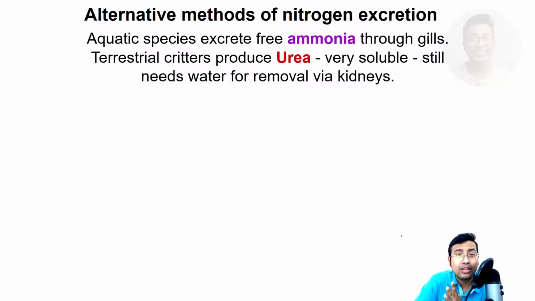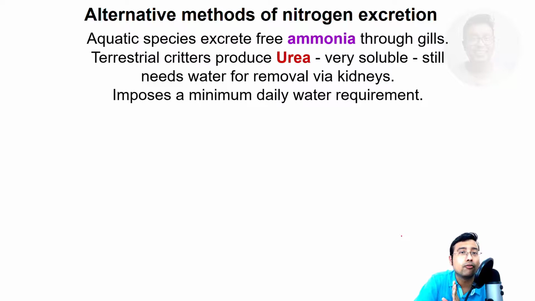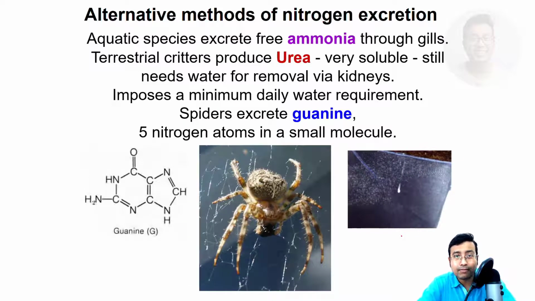But in order to excrete urea, we need to dissolve it. Urea is soluble in water, but that means we must consume some minimum amount of water in order to excrete this nitrogen from our system. That mandates some amount of water drinking. So we cannot survive for long periods without water. So it imposes a minimum daily water requirement. For arthropods, for birds, this is not the case.